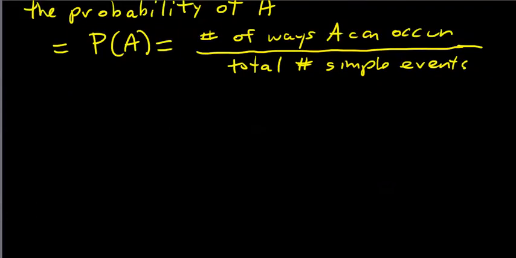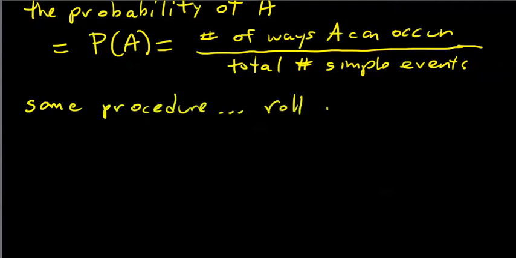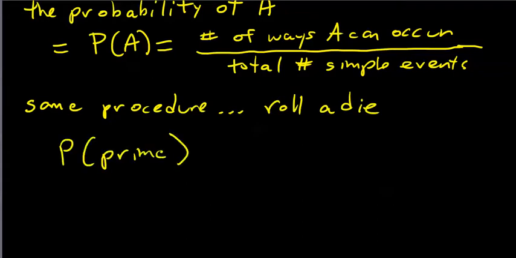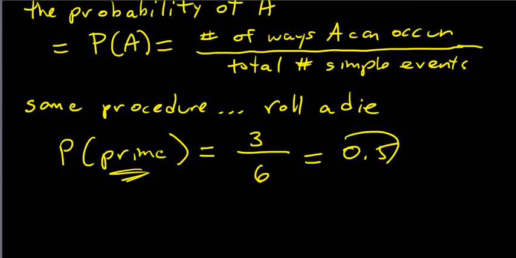Alright, how about in the same experiment, or the same procedure, namely, roll a die. What's the probability of rolling a prime number? You can also describe events in words within those parentheses, and I read this left to right as the probability of a prime is. Well, how many ways can you roll a prime? We've already investigated that. There are 3 primes between 1 and 6, and the total number of simple events is 6, and 3/6 is 0.5 simplified. So the probability of a prime in this experiment is 1/2.